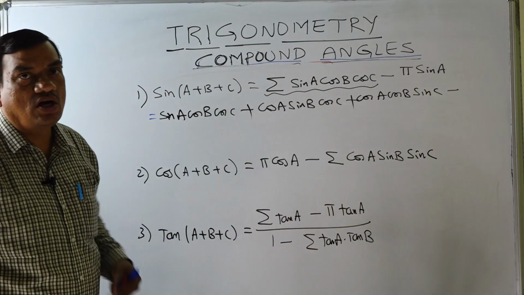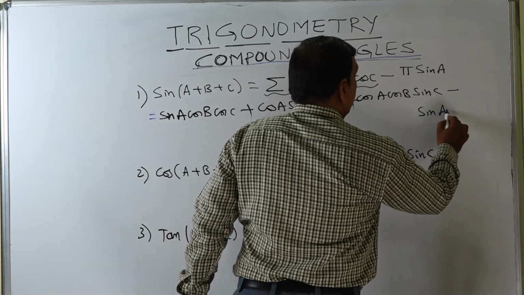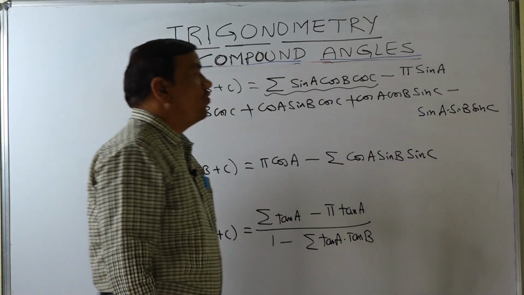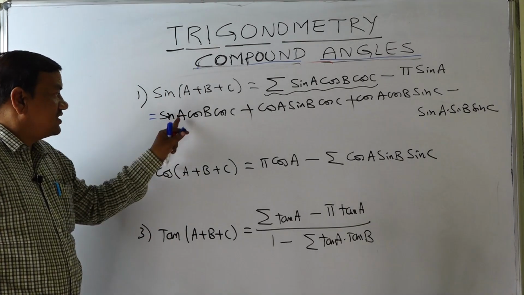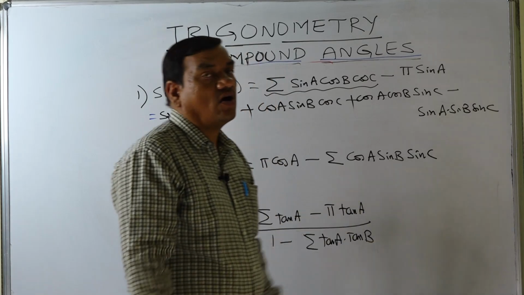The symbol pi means product. So this is equal to sin a into sin b into sin c. So that is the formula for expansion of sin of a plus b plus c. Sin a, sin b, sin c, remaining cos.